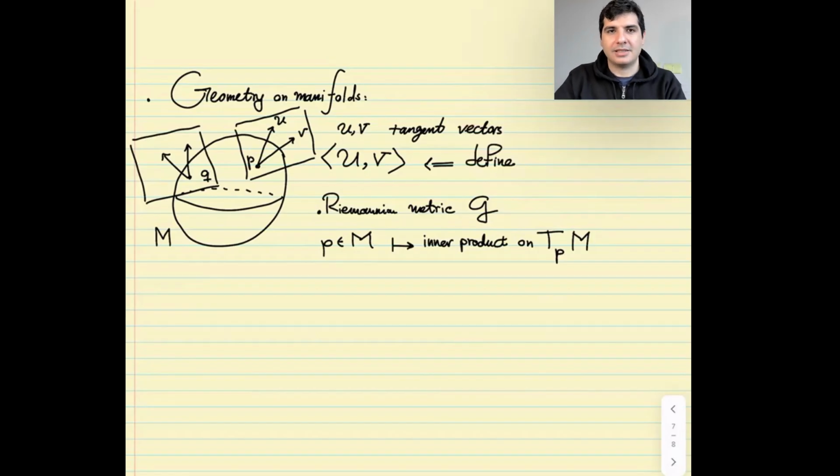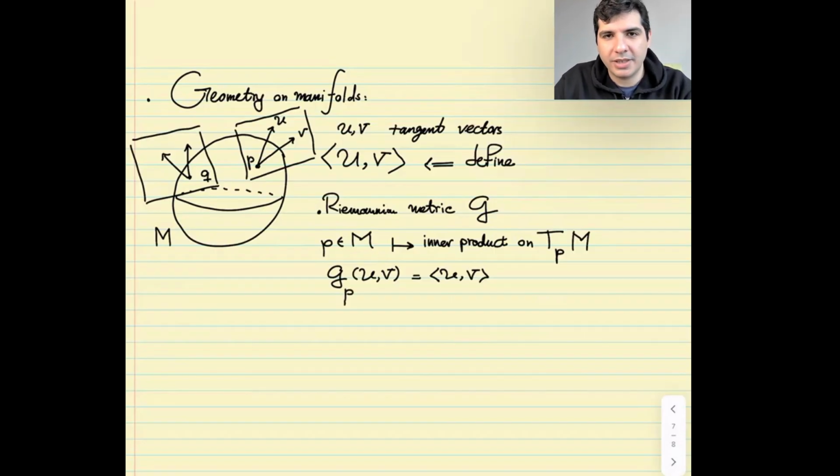A Riemannian metric is a notion of inner product everywhere, on every tangent space. So G of U and V is supposed to be the inner product of U and V. That's usually the notation. Sometimes, to specify that it depends on the point P, we use a subscript P. As we go around the manifold, this inner product would be changing smoothly.